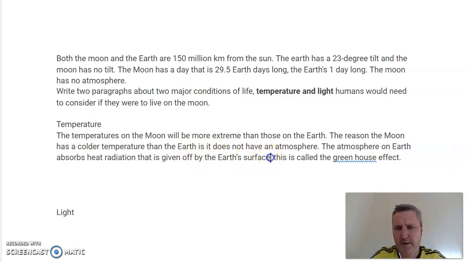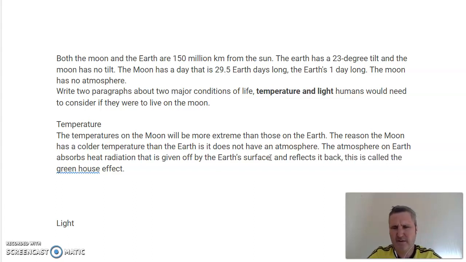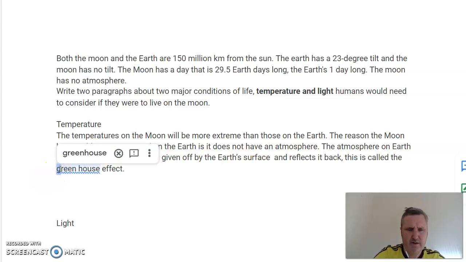Oh, wait a minute. And surface and reflects it back. Or reflects it back? So the atmosphere on Earth absorbs heat radiation given off by the Earth's surface and reflects it back. This is called the greenhouse effect. Let's make that a capital G here, hey? And effect.